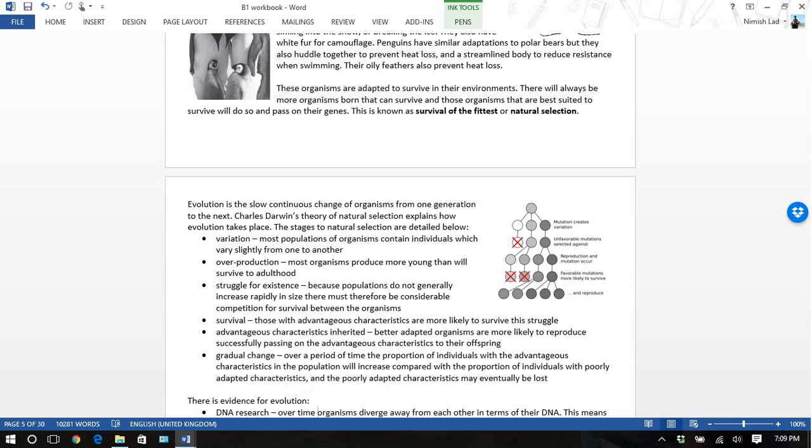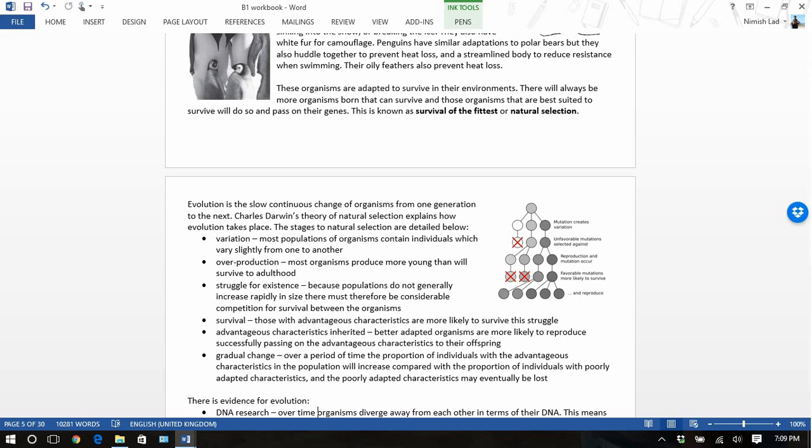What Darwin said is that there's a process that we have to go through. VOSSAG are the letters that you need to remember, the six letters that spell the start of this. I always forget that last bit. So you've got variation, so populations have variation within them, then overproduction. So some organisms produce more young than will actually survive to adulthood. Then you get this struggle for existence taking place because they're rapidly increasing in size and they're competing for food. So in other words, competition comes about.